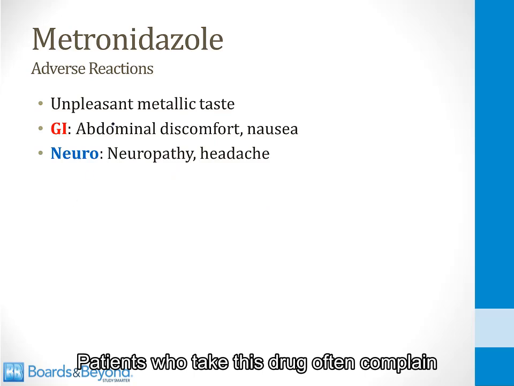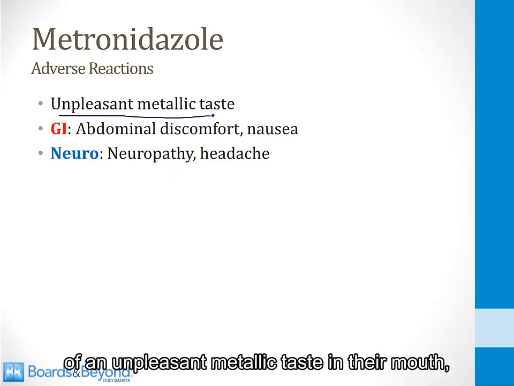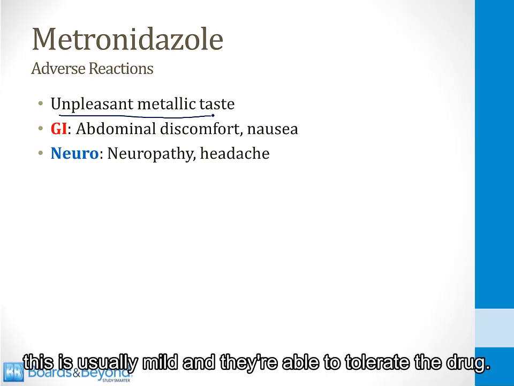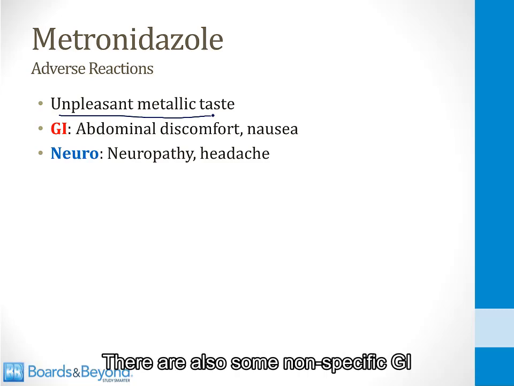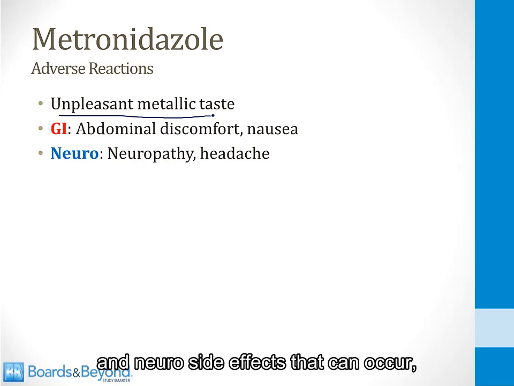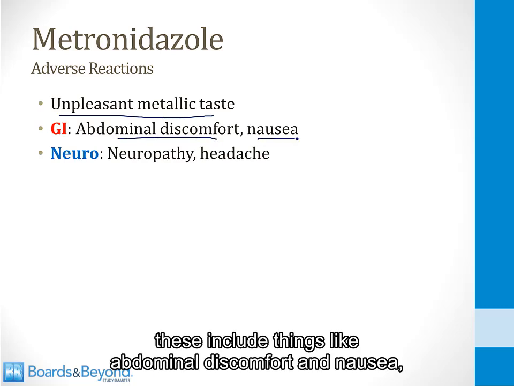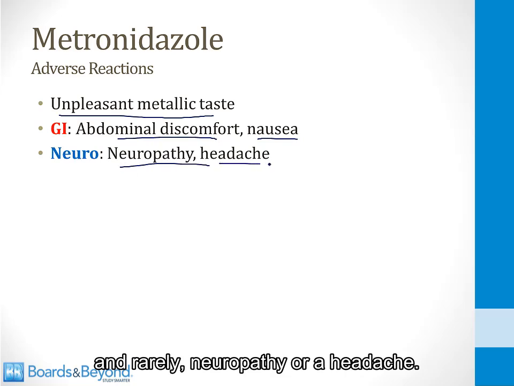Patients who take this drug often complain of an unpleasant metallic taste in their mouth. This is usually mild and they're able to tolerate the drug. There are also some non-specific GI and neuro side effects that can occur. These include things like abdominal discomfort and nausea, and rarely neuropathy or a headache.